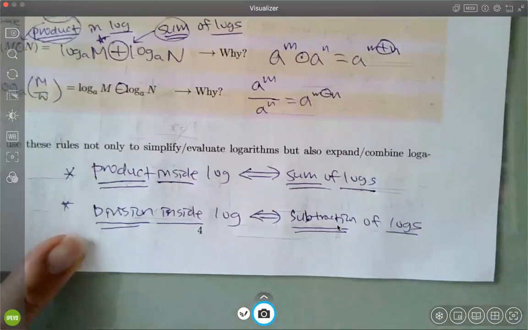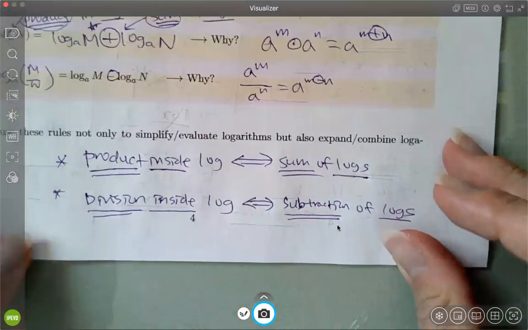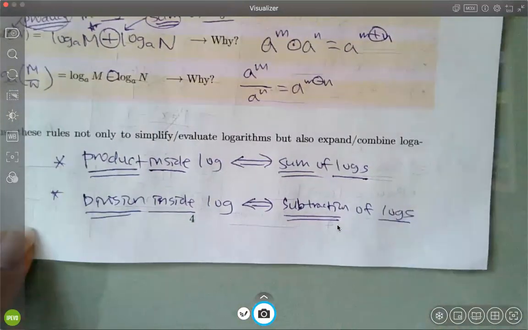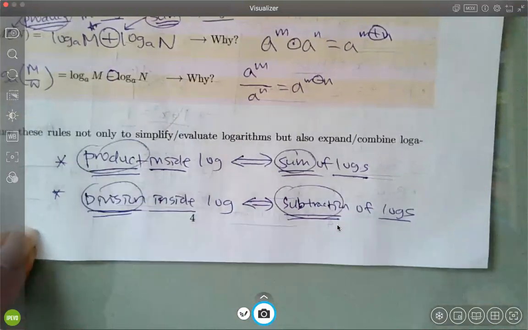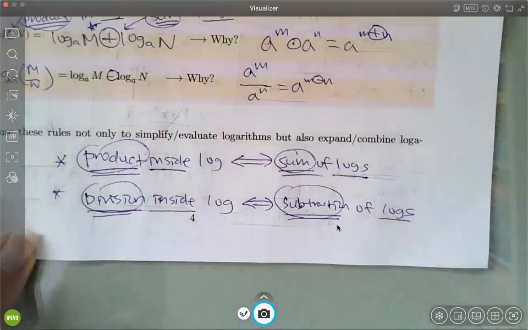So remember these two conversions. Other formulas are important too, but remember these, especially because they will appear a lot of times, even in chapter or section 4.5. So these are the rules of logarithms, and tomorrow we will apply these rules of logarithms to the problems.